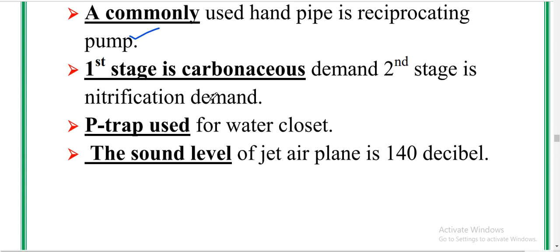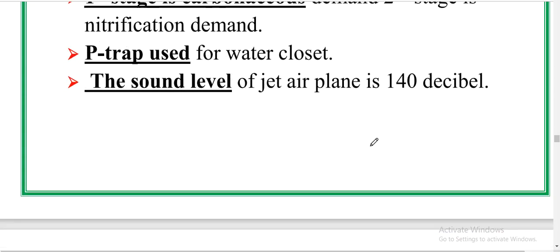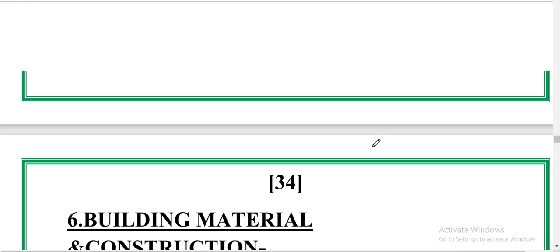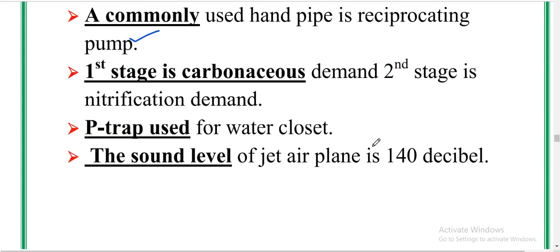First stage of BOD is carbonaceous demand and the second stage is nitrification demand. Pre-flush cistern is used for water closet. The sound level of a jet airplane is 140 decibels. So these were basically the environmental science questions.